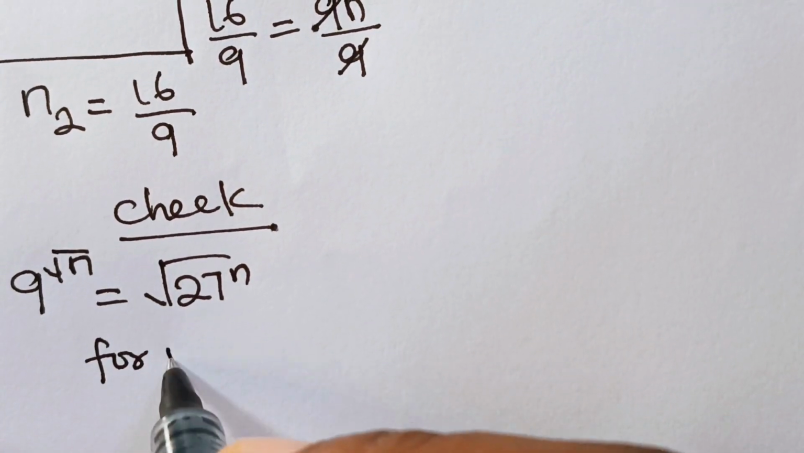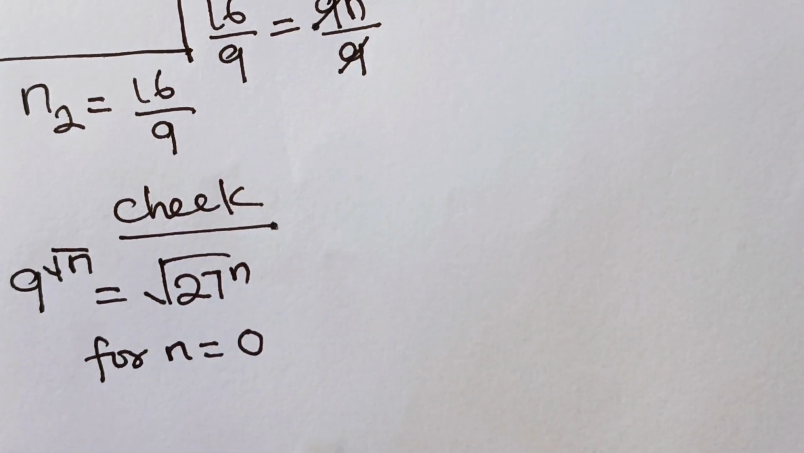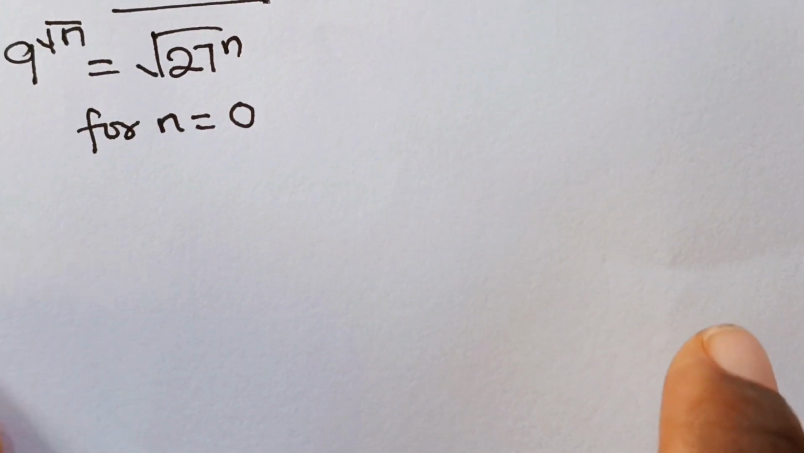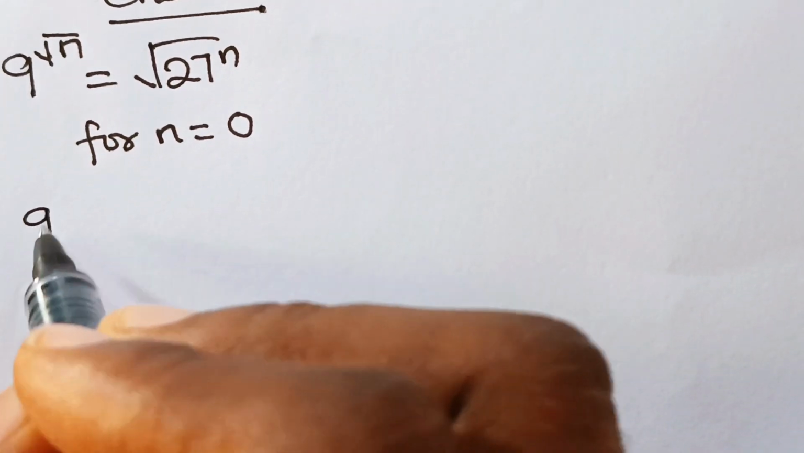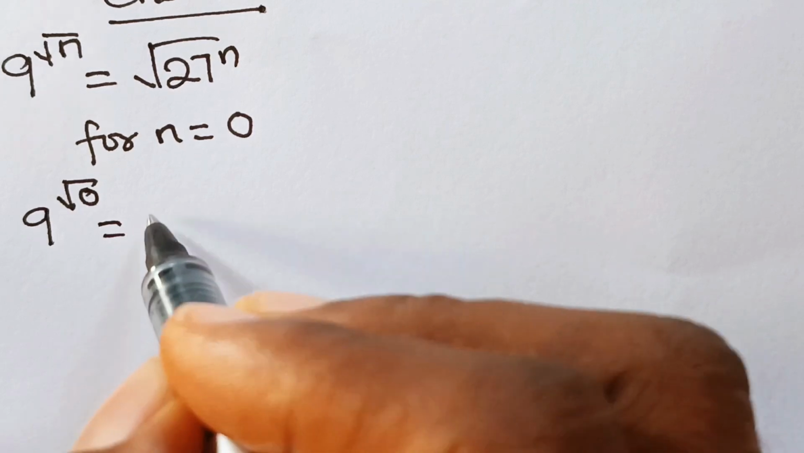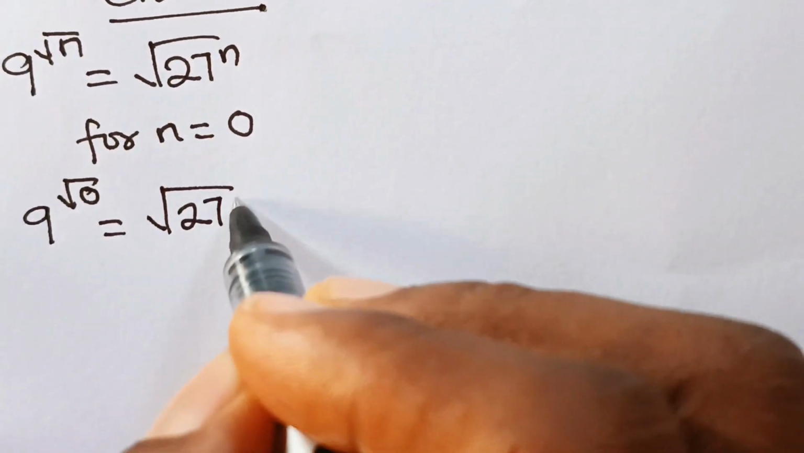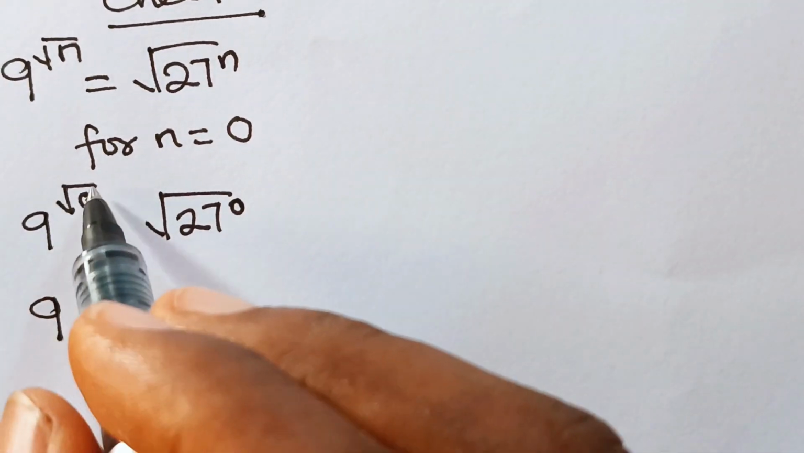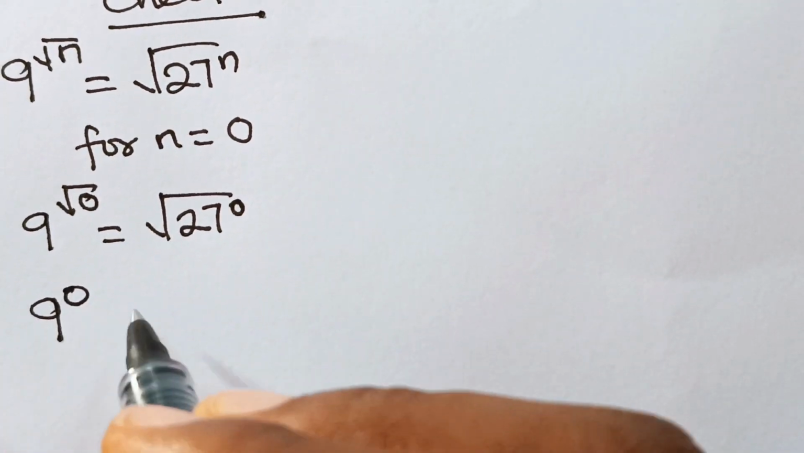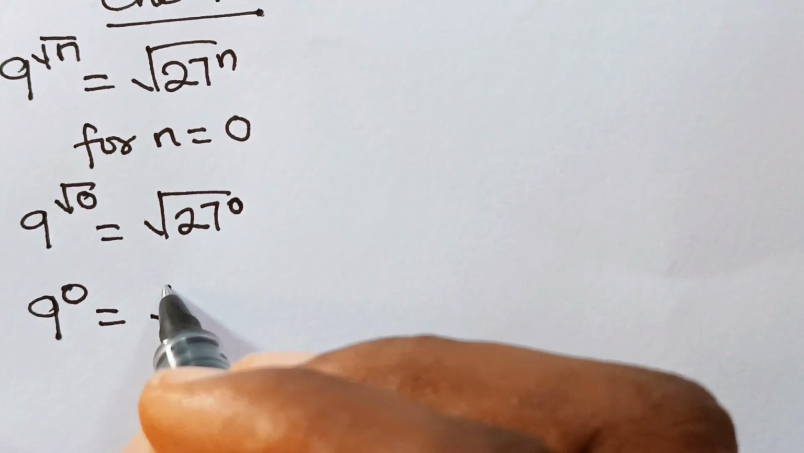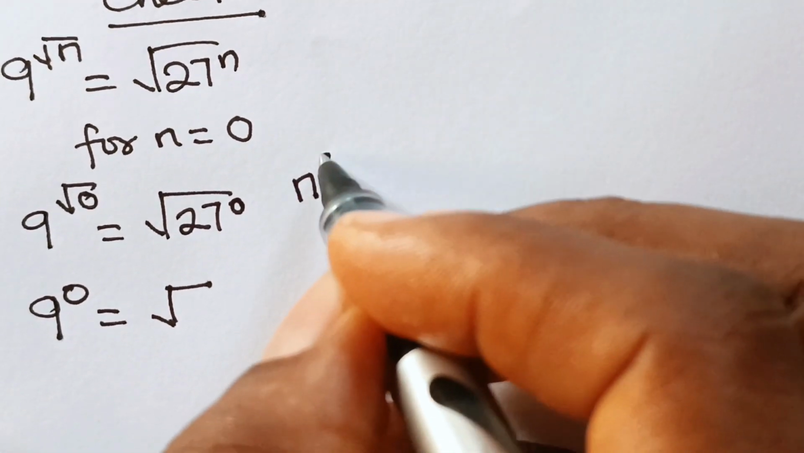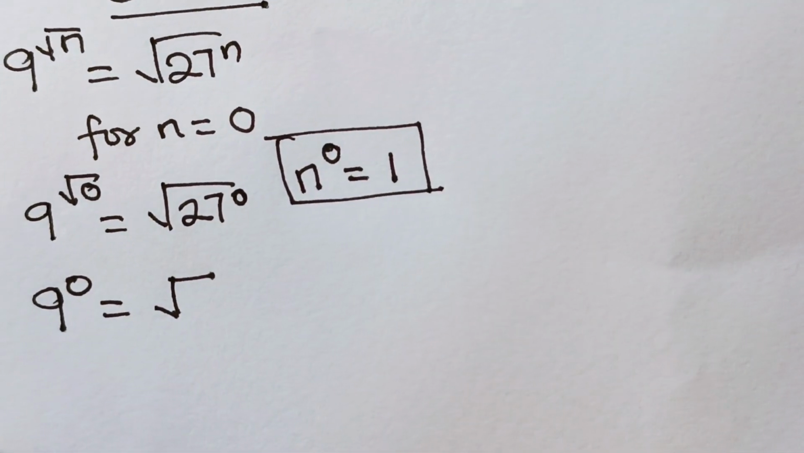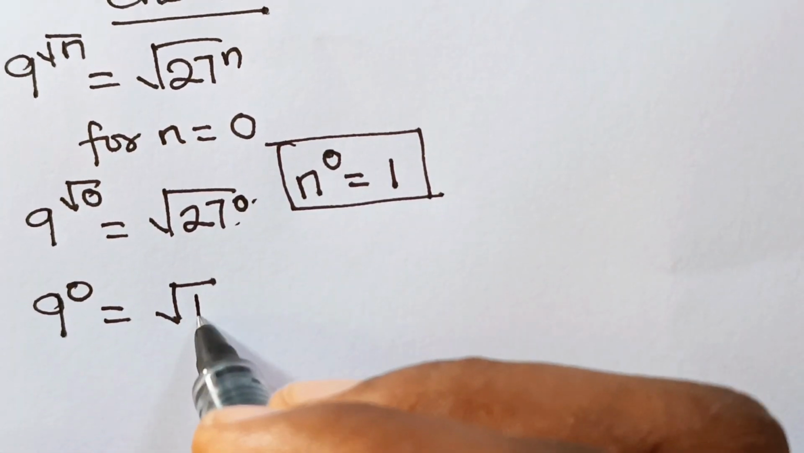Now for n equals 0, because we got the first value of n to be 0, right? So for n equals 0, you can see that we can write 9 raised to the power of root 0 is equal to square root of 27 raised to the power of 0, right? Now we have 9, square root of 0 is 0. So we have 0 here, is equal to square root of any number n to the power of 0 is equal to 1, okay? Any number to the power of 0 is 1. So 27 to the power of 0 is 1.